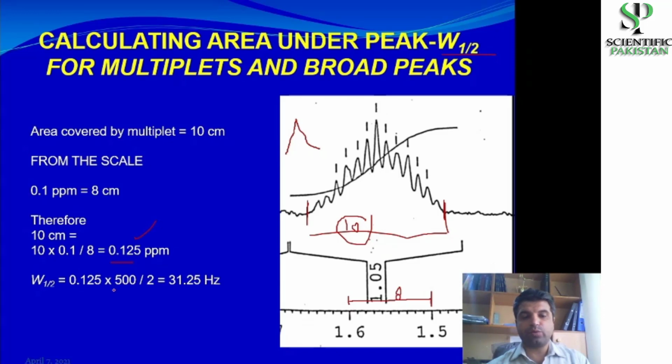You multiply it with the spectrophotometer frequency divided by 2, and you will get the value in hertz. Now 31.25 is the W half, or the width of the peak at half of the height for this multiplet, and this is taken in hertz. So this is how you can calculate the W half for complex splittings or broad peaks, taking help from your ruler.